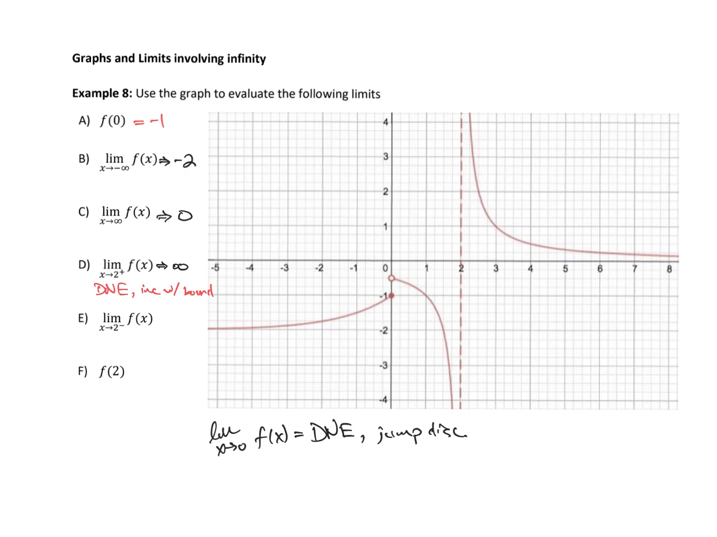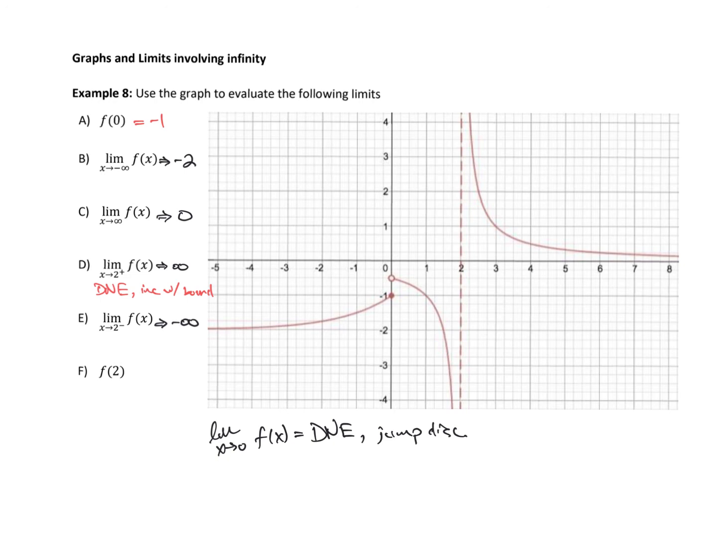Then limit as x approaches 2 from the left would be what? -infinity. Or I'd accept what? Does not exist because decreases without bound. You can't just say decreases without bound. I'm not going to take it if you give me both, because the answer is really does not exist. Because does infinity actually exist? No, it's a direction. It's a concept. It's not actually a number.